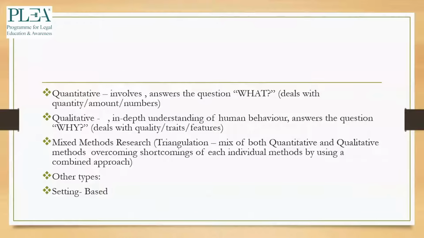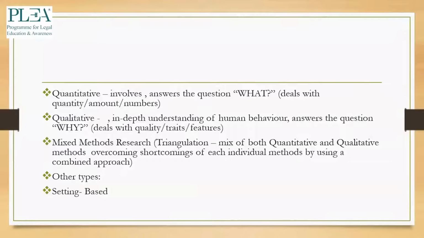and quantitative. So basically, it is known as mixed methods research, a mix of both quantitative as well as qualitative methods of research, overcoming the shortcomings of each individual method by using a combined approach. That is known as mixed methods research, which requires the knowledge of both quantitative and qualitative.